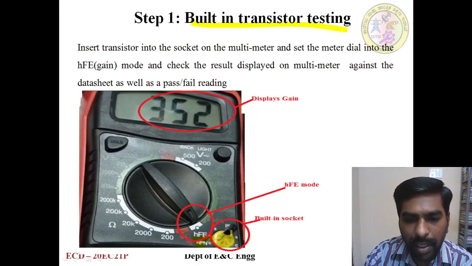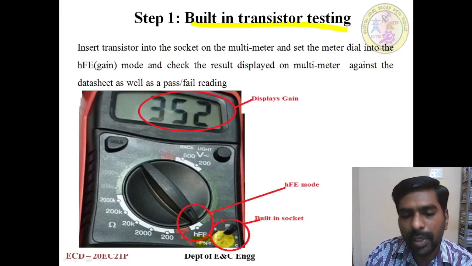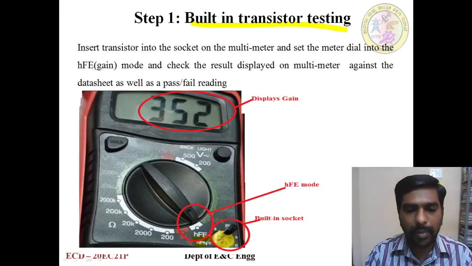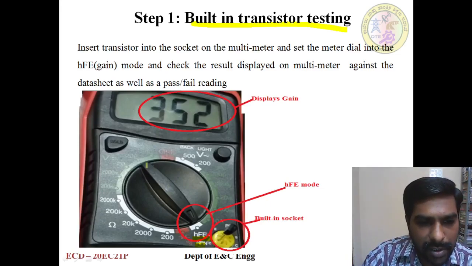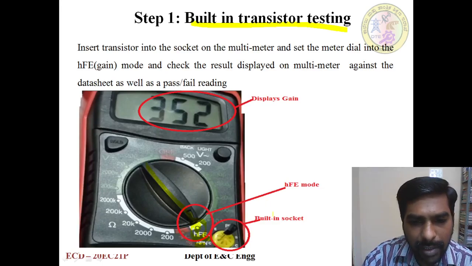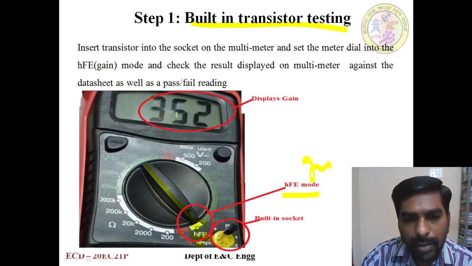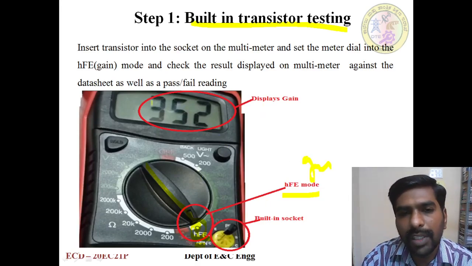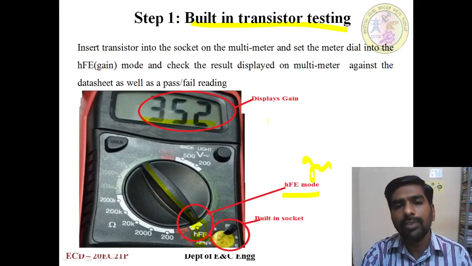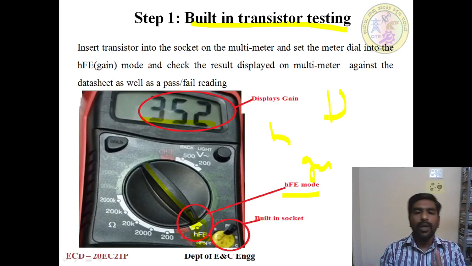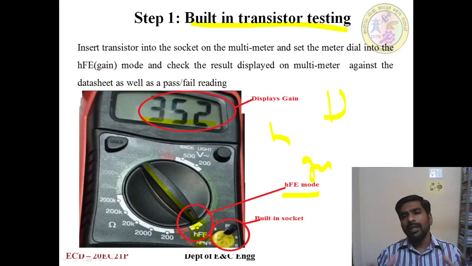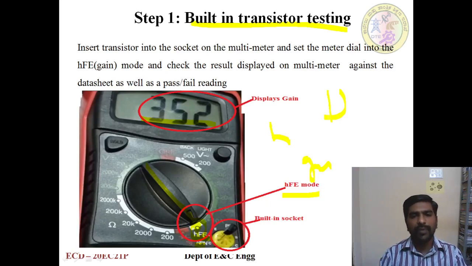You take an NPN or PNP. If it is an NPN, you place it in the NPN section. If it is a PNP, you place it in the PNP section. But you should connect very carefully. Connect emitter to emitter, base to base, and collector point on the multimeter's built-in socket, and keep the knob at HFE mode. HFE mode means gain mode. Switch on the multimeter and it will display some value. This is called the gain of the transistor, also called the HFE value. It is available in the data sheet. If you open the data sheet and both HFE values match or nearly match, then we can say it is a good transistor. This is one way we can test the transistor.